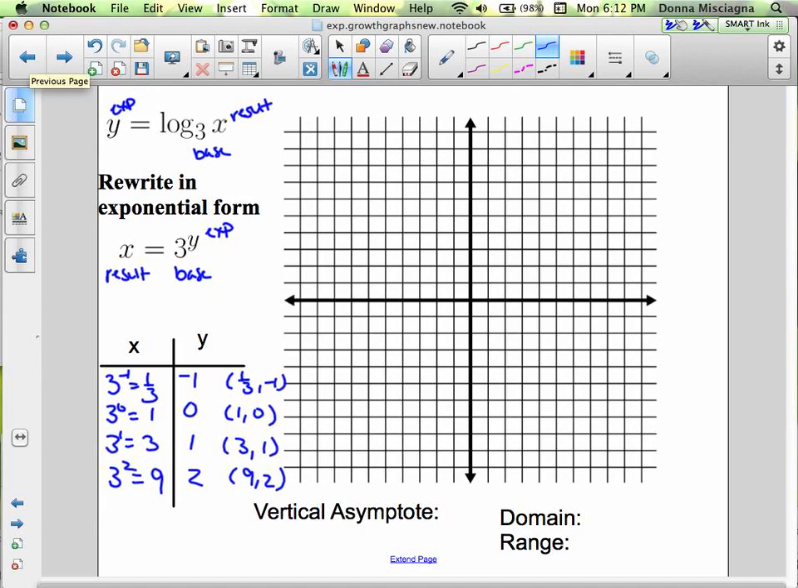So (1/3, -1) is right there, and (1, 0), almost forgot, and (3, 1), and (9, 2). And let's not forget our vertical asymptote right there. I need to get back to the color I was writing in. I don't want to write in yellow, you'll never see it. X equals 0. All right, and then we'll graph.